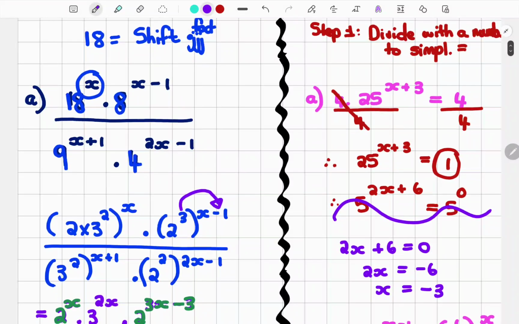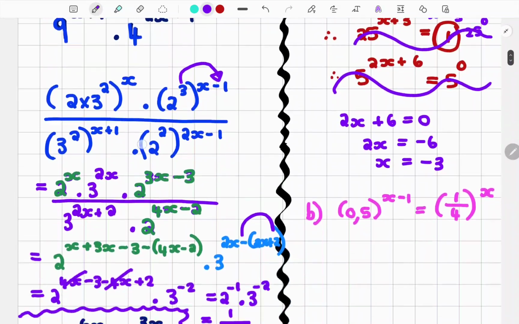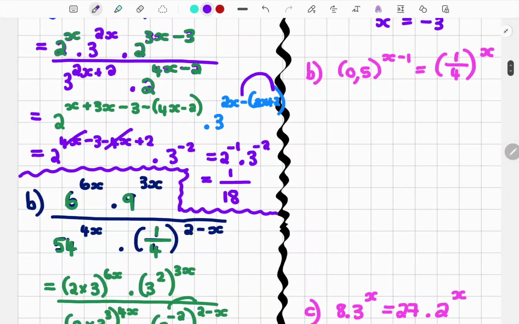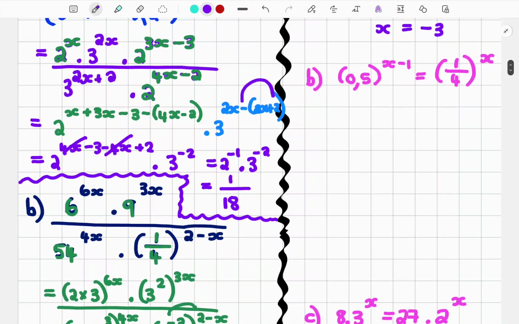So can you see over here, I just want to show you that you could have also said 25 to the power 0. Drop it like it's hot, and then say x plus 3 is equal to 0, thus x is negative 3. Okay, cool. Alright, over here, we hate decimals, we hate fractions.